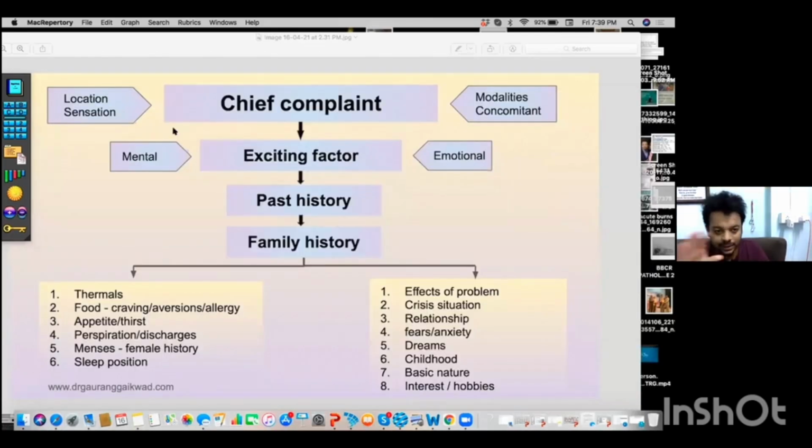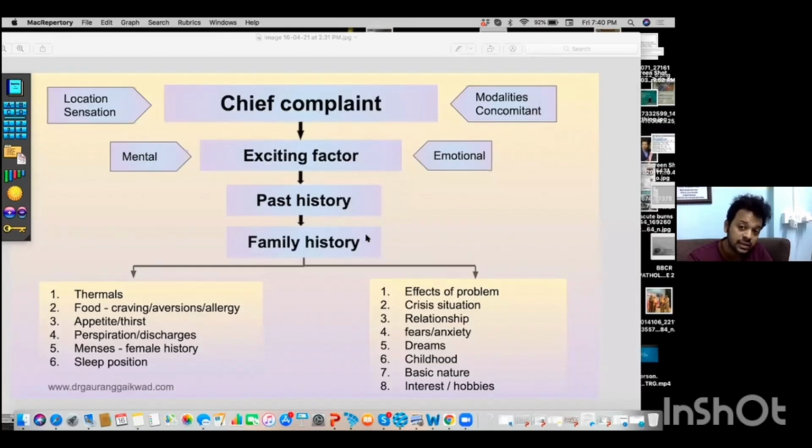I know you must be thinking about how I use the repertories, but that is a different topic. Hopefully, you will learn the idea and the whole art of using the repertory. But coming back to the exciting factor, mental emotions, emotional emotions, physical factors, all these are very important. Strong family history is also very important.